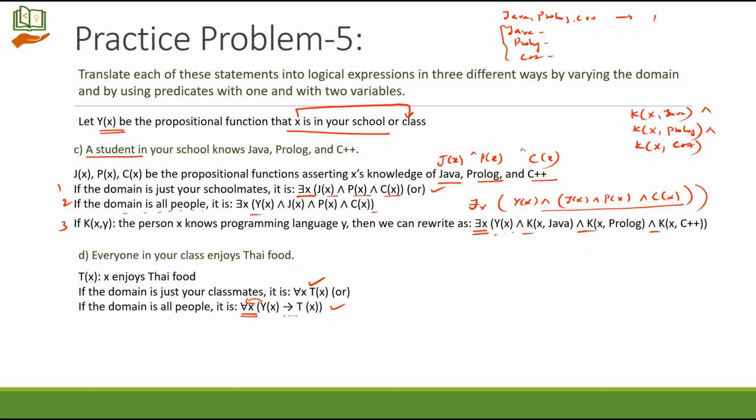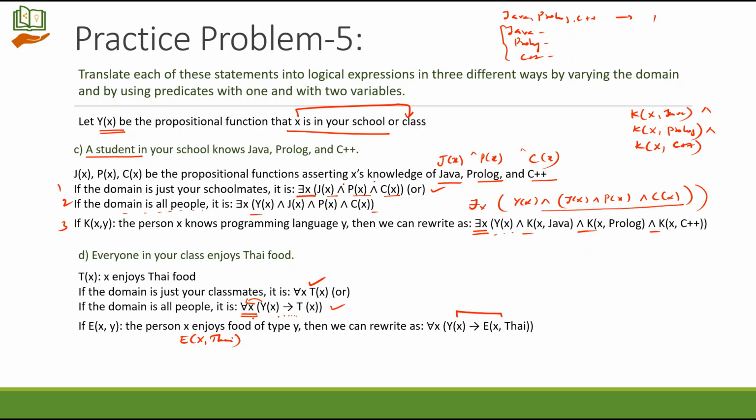We have to use two predicate variables, so we will go for E of x comma y. The person X enjoys food of type Y. So this is E of x comma Thai. We can rewrite this as for all x, Y of x implies E of x comma Thai. So when you are combining with the existential quantifier, you just need conjunction to say that all these conditions have to be true. But when you are using the universal quantifier, you have to specify the implies operation to say that both the conditions have to be true.